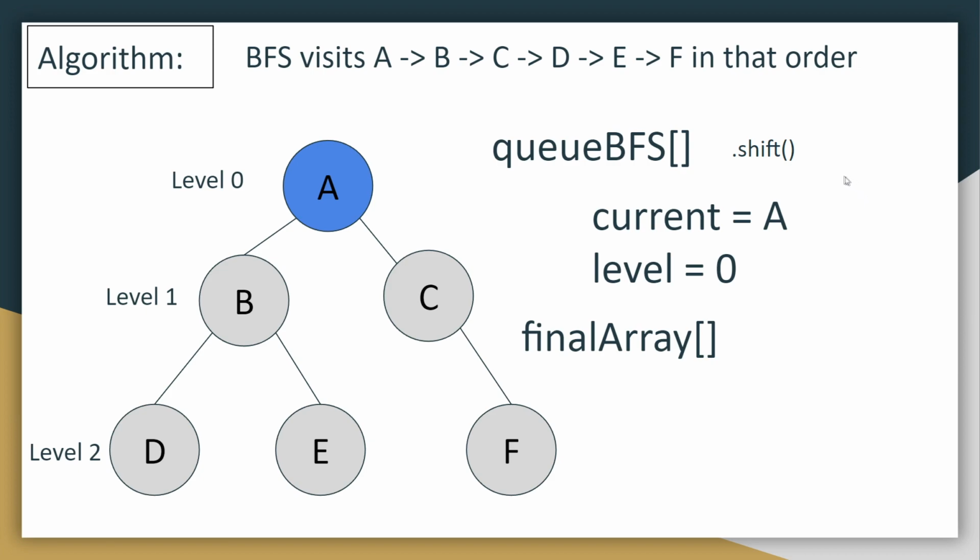So from here, use the built-in shift command to pull out A and 0 and then store them into variables so we can keep track of the node, which is A, and the level, which is 0.